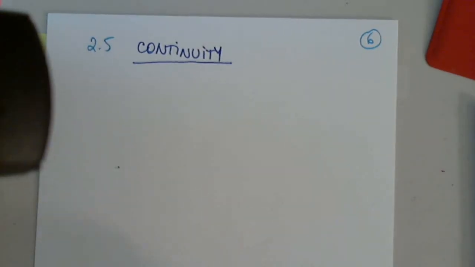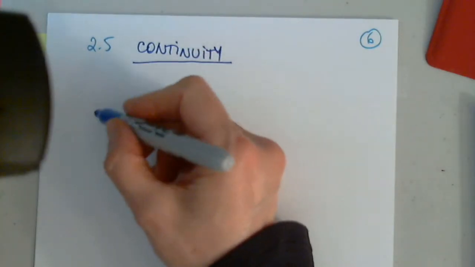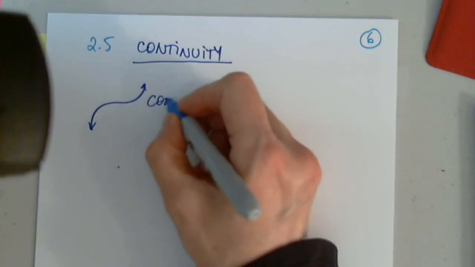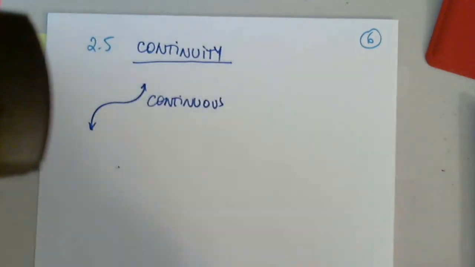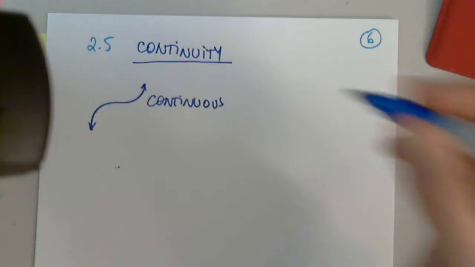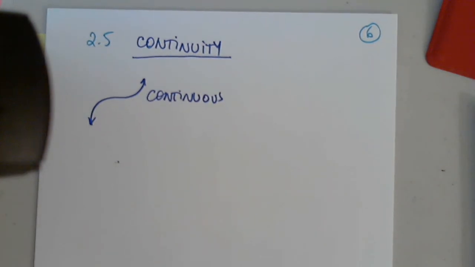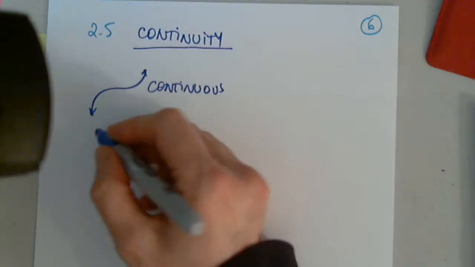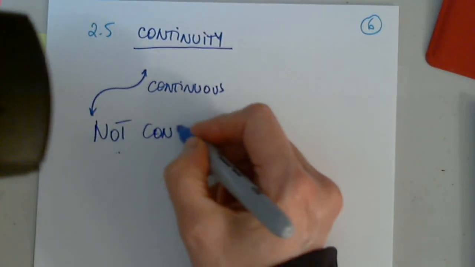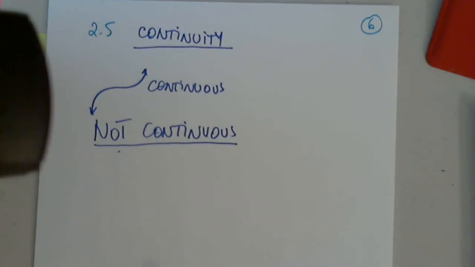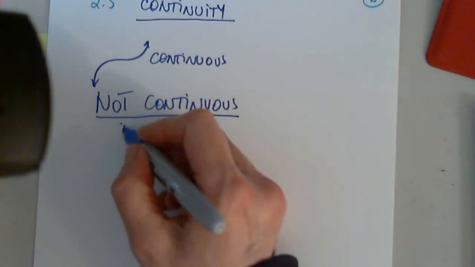Continuity. So when is a function continuous? Here's a continuous function. Continuous. I graphed the entire function without raising my marker off the paper. Okay, in which way is a function not continuous? Not continuous. In several ways. Here is one.